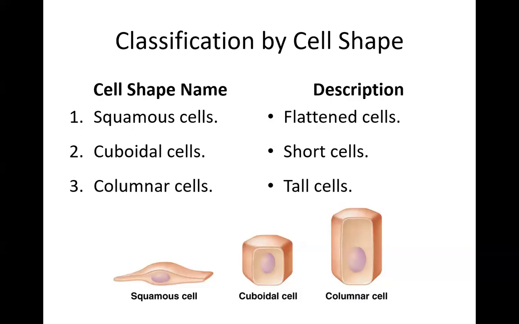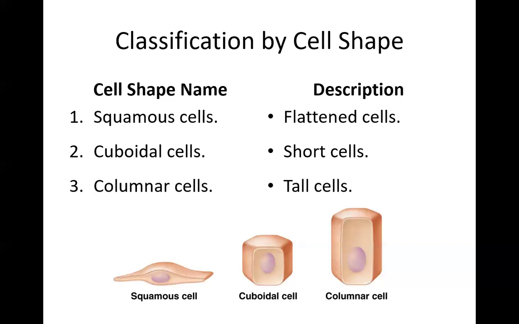Yeah, columnar. Not everything, just the type. Yeah, so the columnar are longer than they are wide. So that's why when we name a tissue cell, we don't say it's stratified.